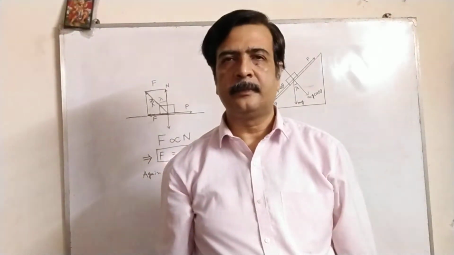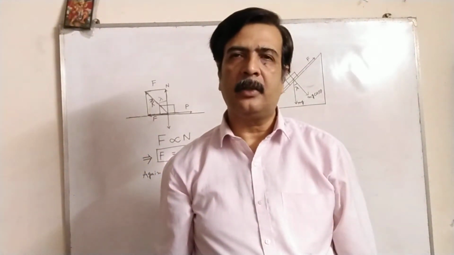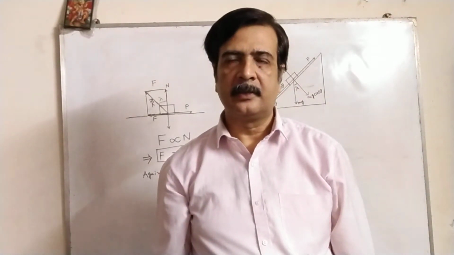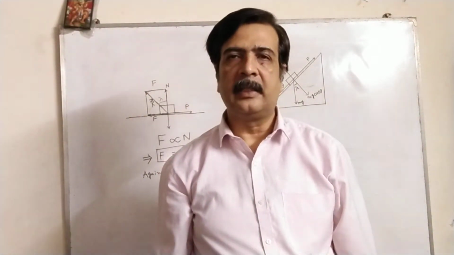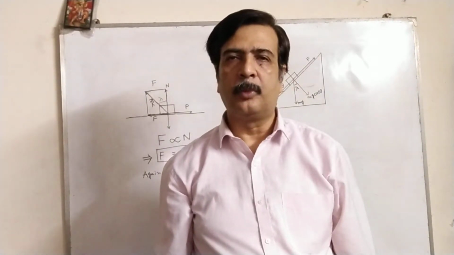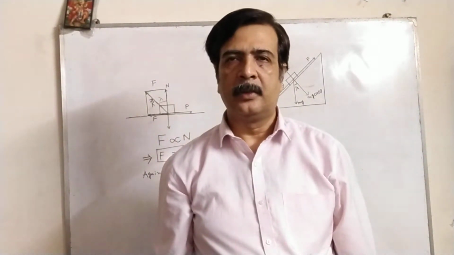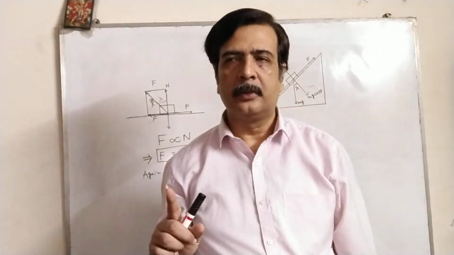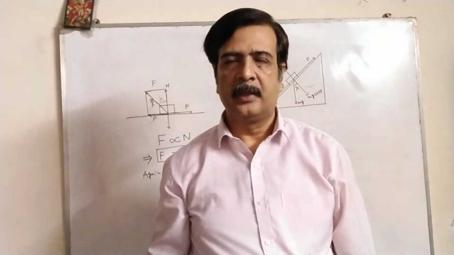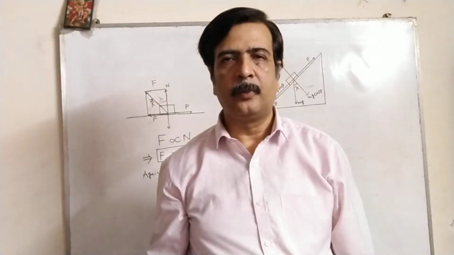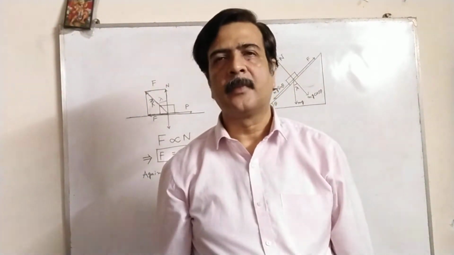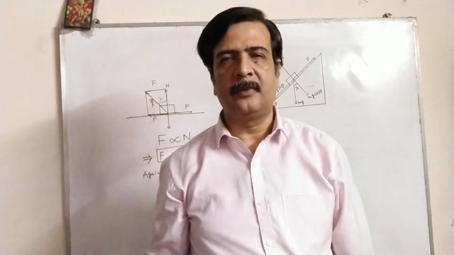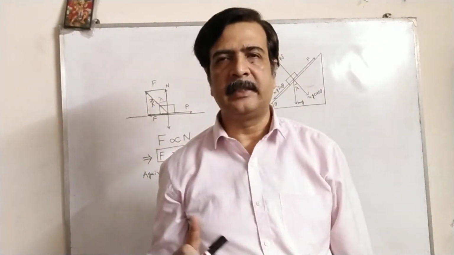So what is friction? Friction is the opposing force which resists or obstructs the relative motion between two bodies. If the applied force is in the eastward direction, then the frictional force will be in the westward direction, just in the opposite direction. So between the applied force and the frictional force, the angle is 180 degrees.